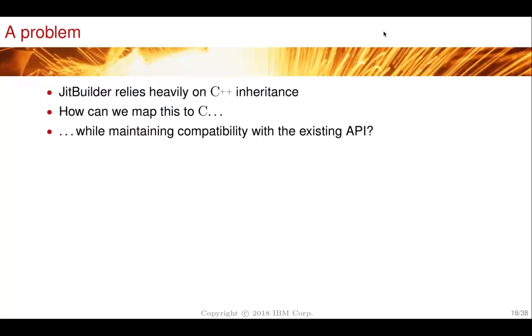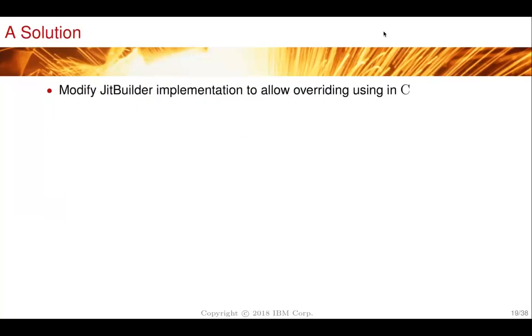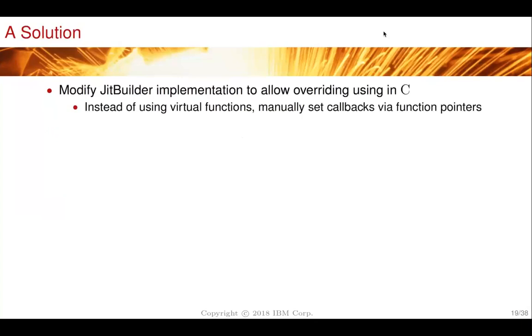We came up with a solution. It is probably the most complicated part of this presentation, so I'm going to try and make sure that people keep up with me and not lose anybody. At a very high level, what we did was modify the JitBuilder implementation to allow overriding to happen in C using function pointers and callbacks. So instead of overriding a virtual function, we set a new callback that then gets called via a function pointer. I will explain this in more detail in the following slides.